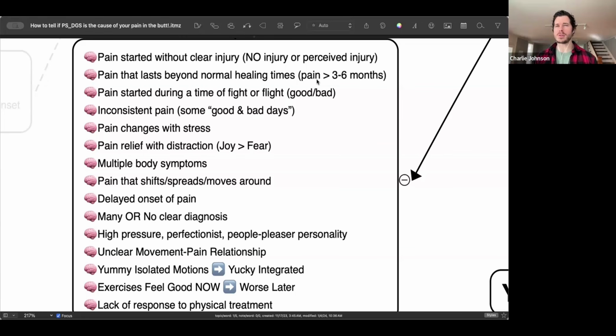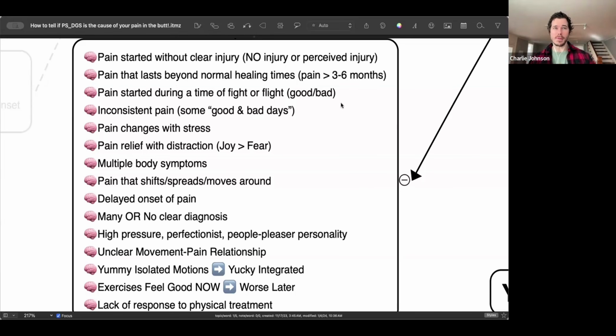So if all these things are designed to heal, why is it that you could be watching this and have pain for a year, 2 years, 3 years, 4 years? Well, this might explain it. Again, we don't look at one piece of evidence, we look at all of this. Did your pain start during a time of fight or flight, good or bad? Maybe you just graduated college. Maybe that's a good thing. Maybe it's also a bad thing.